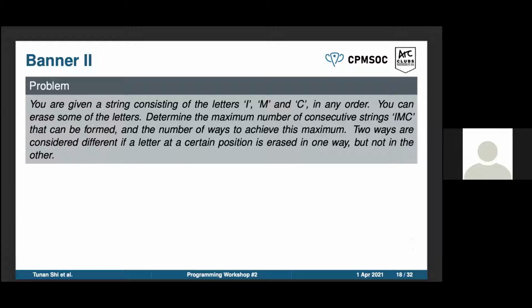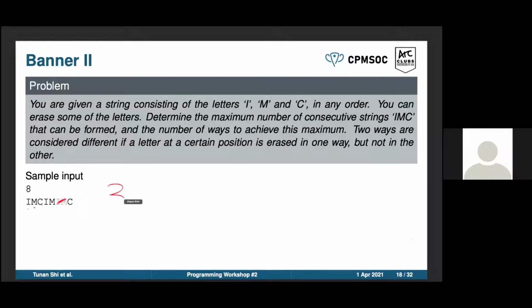So next slide. Here's a sample input. 8 is the number of characters, and then we have a string, a word consisting of the letters I, M, and C. If we go to the next slide, we see that if we erase these 2 characters here, our final string is IMC, IMC. So we get 2 IMCs in a row.